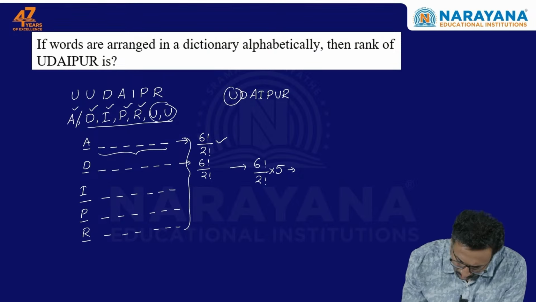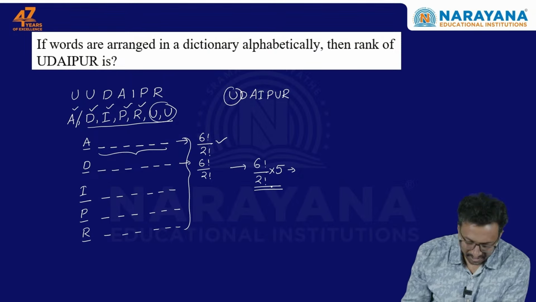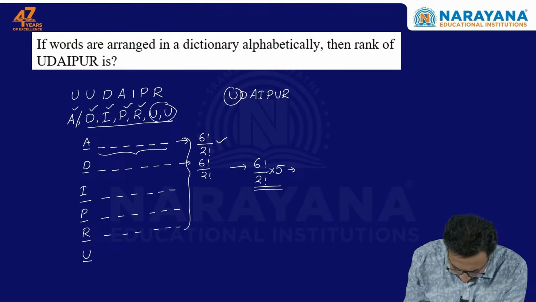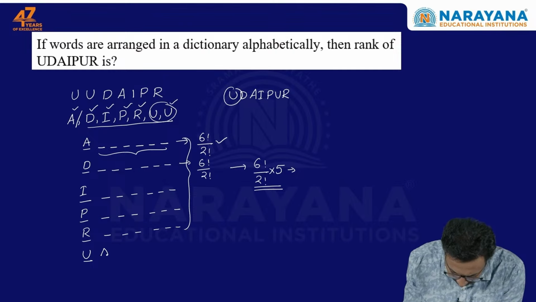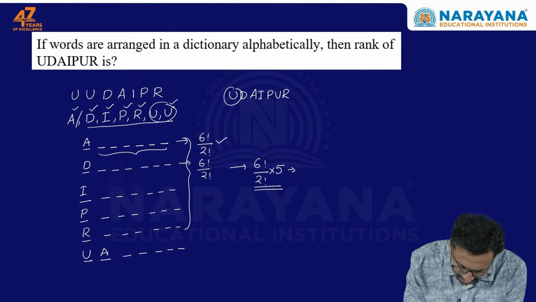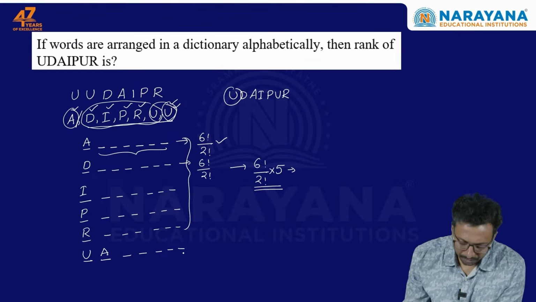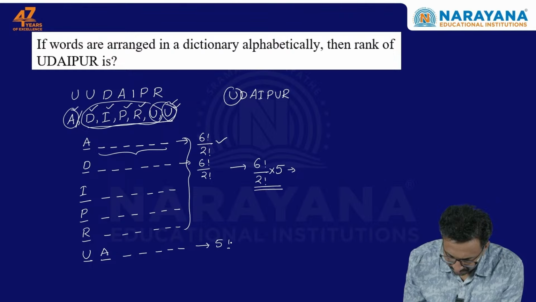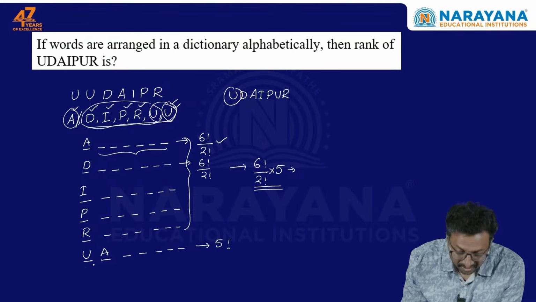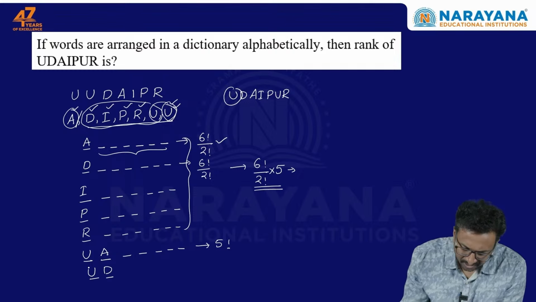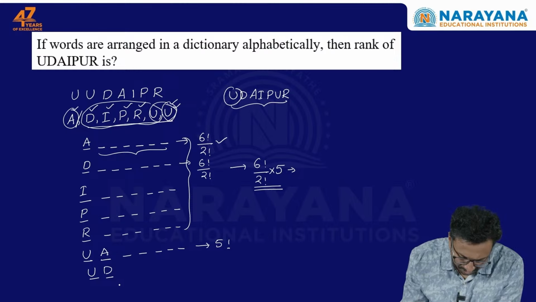So now after all these words are completed, you start with U. Once you start the word with U, in the alphabetical order the words starting with UA will come first, right? So once the word started with U and A are used, the remaining 5 places are to be filled with D, I, P, R, U. It can be done in 5 factorial ways. Next, once UA are completed, you will start the words starting with UD.